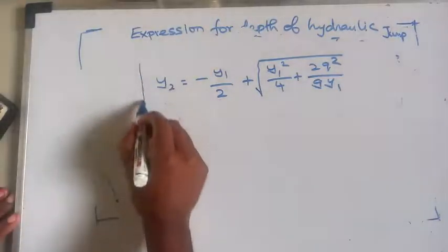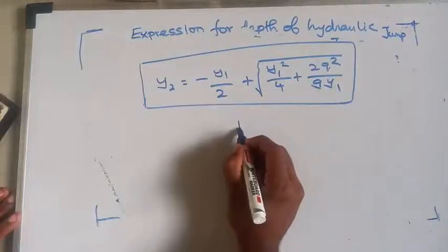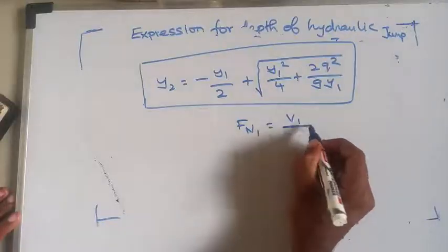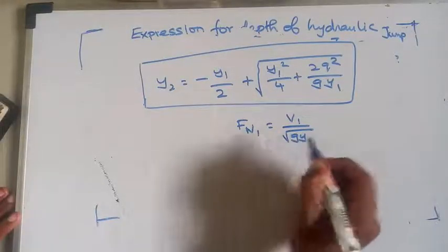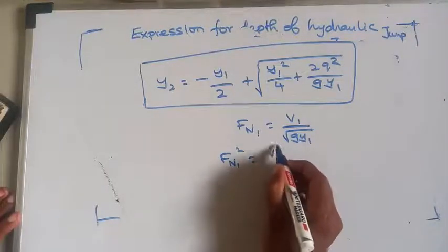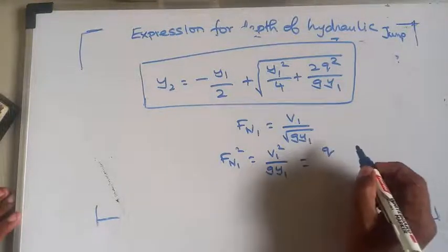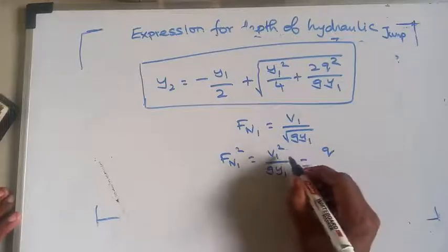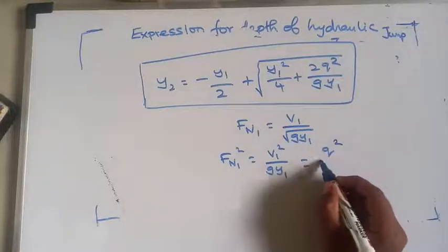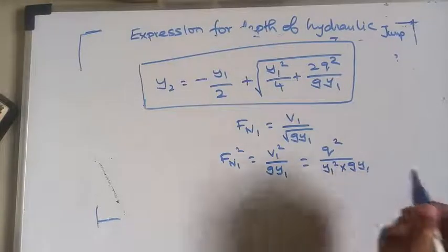We already know Fn1 equals v1 divided by root of g y1. I know Fn1 square is equal to v1 square divided by g into y1. If I substitute v1 equal to q divided by y1, so q square divided by y1 square into g into y1.